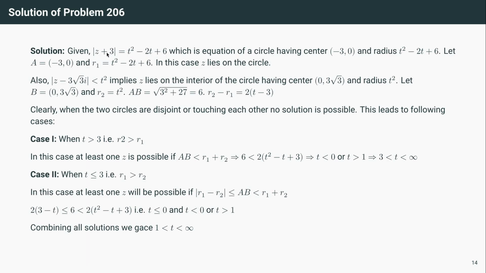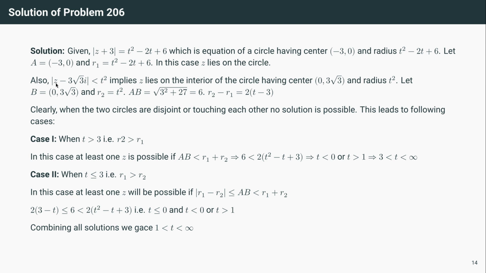So |z + 3| = t² - 2t + 6 is the equation of a circle having center at (-3, 0). Let's call this point A, and the radius is t² - 2t + 6, call it R1. So in this case, z will lie on the circle.